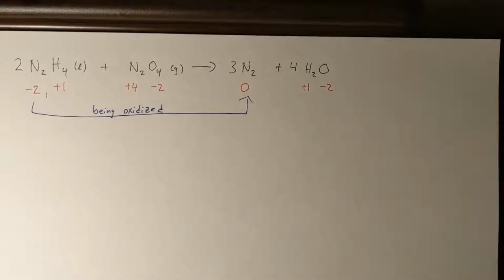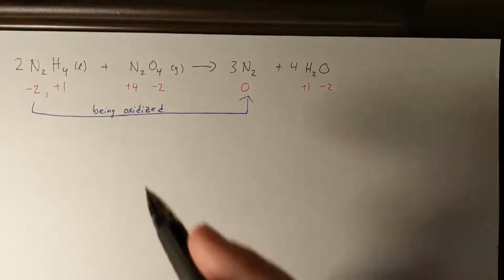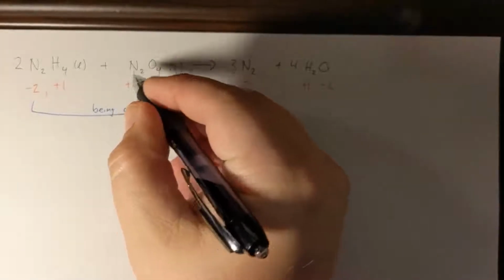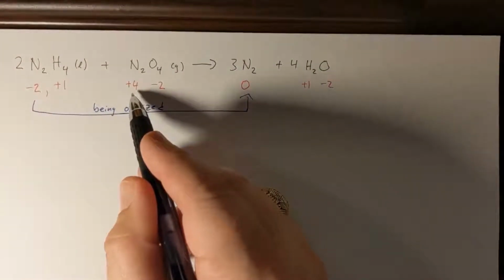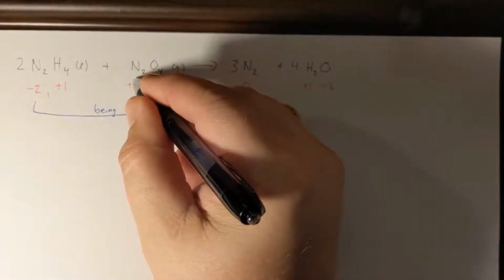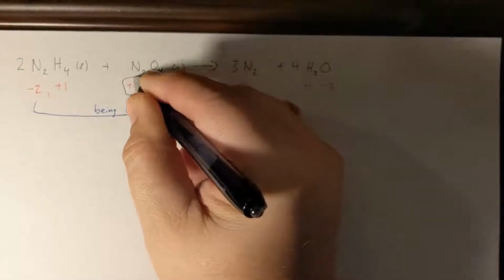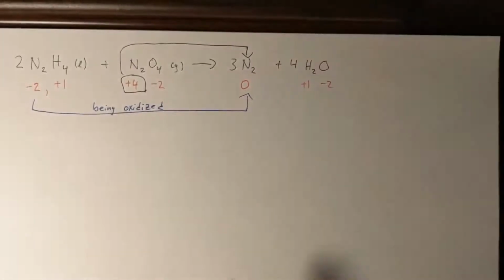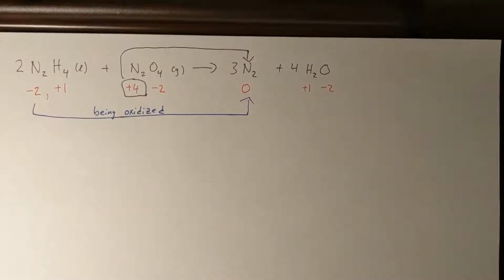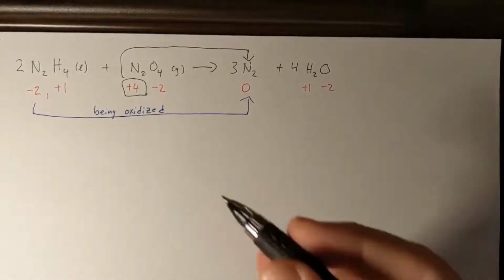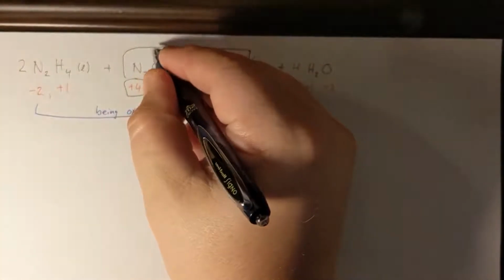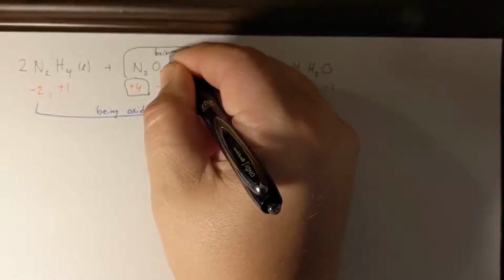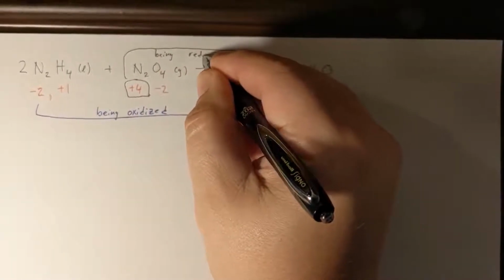Now, what we also have is a nitrogen whose number is getting smaller. That would be our nitrogen here. This nitrogen is going from +4 to 0. So since he's getting smaller, he's being reduced.